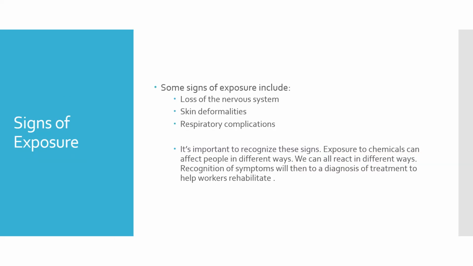Some signs of exposure include skin deformities, loss of the nervous system, and respiratory complications. So it is important that we recognize these signs. Exposure to chemicals can affect people in many different ways. We can all react in different ways as well. Recognition of these symptoms will then go ahead and diagnose the situation and proceed with treatment to help the worker rehabilitate.